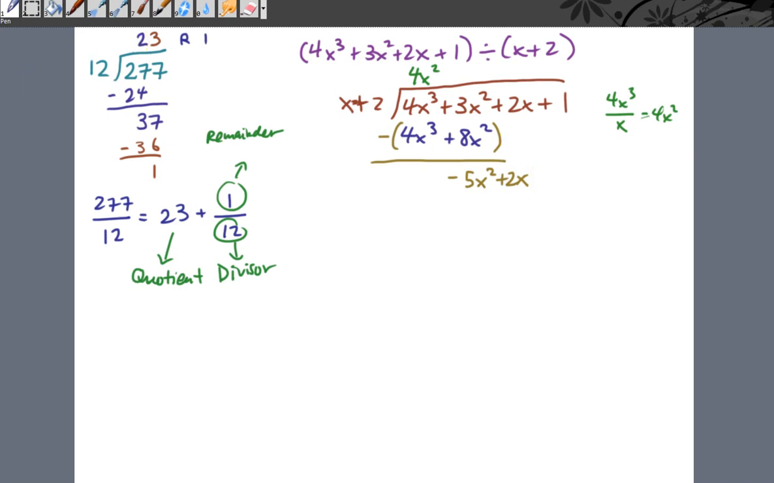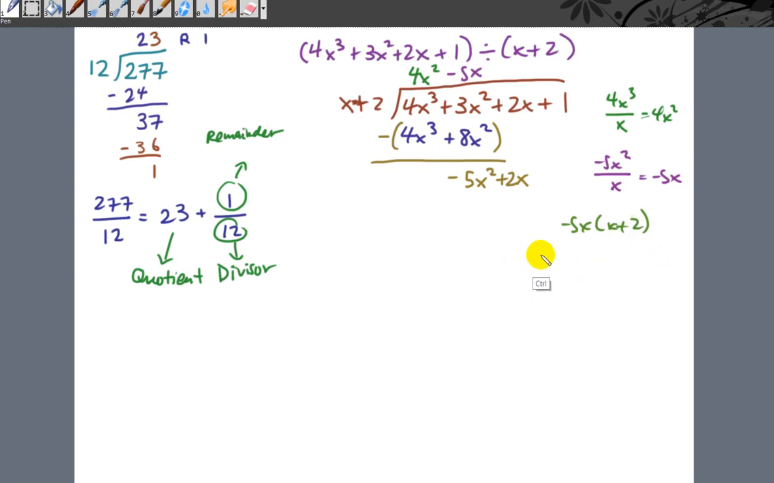Next we're going to consider again this term and this term. Negative 5x squared divided by x should be negative 5x. If you don't believe me, write it out, find what cancels, and you should get something like that. However you want to do it, it's entirely up to you. So this is going to be negative 5x. Then we need to multiply negative 5x times x plus 2. When we distribute, it should be negative 5x squared minus 10x.